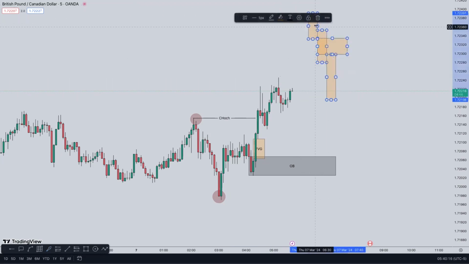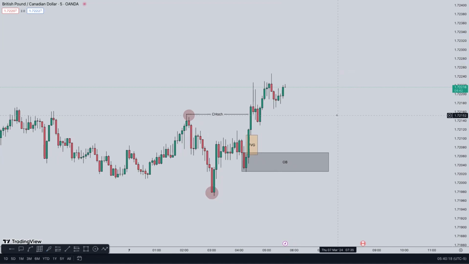Beautiful. Now that we know what fair value gaps are, you can watch my previous videos. I have a video explaining what fair value gaps are, or you can hit up YouTube to understand better. This is a fair value gap right here.